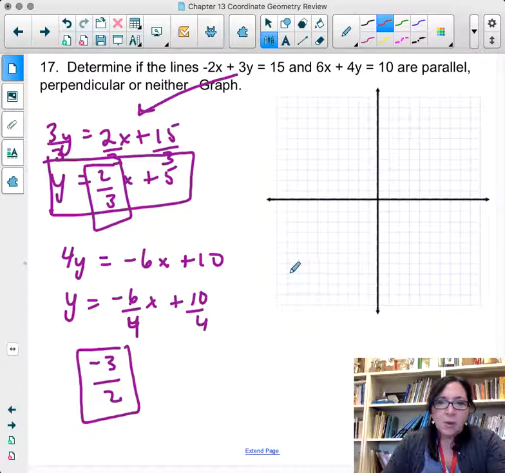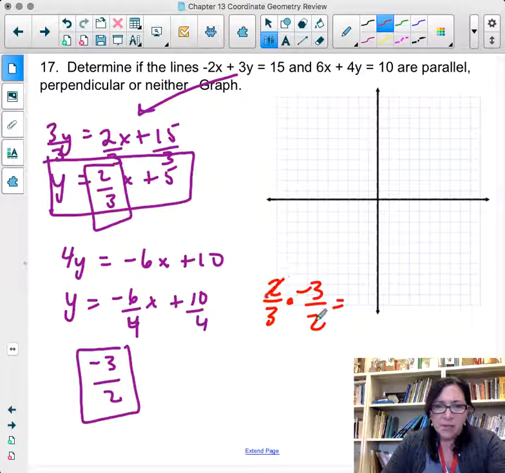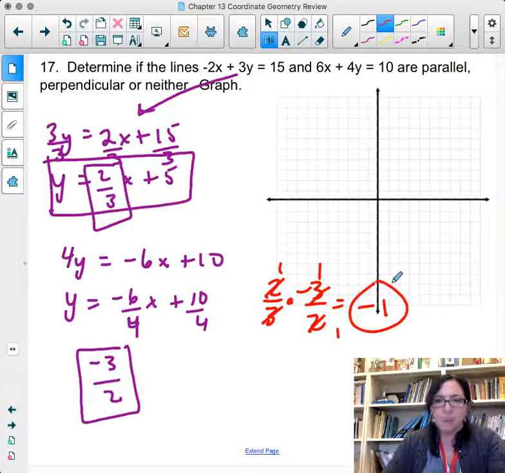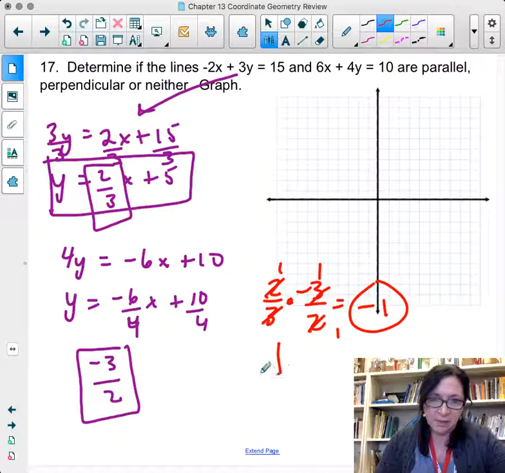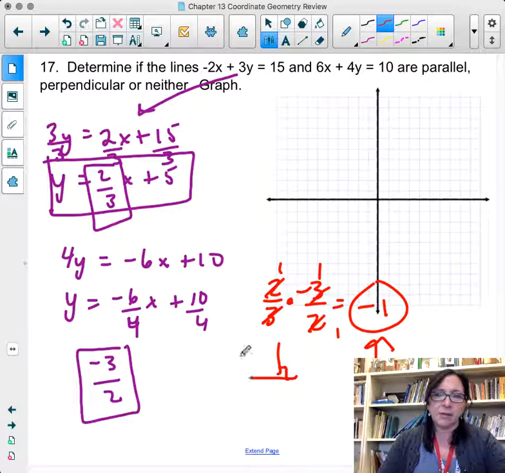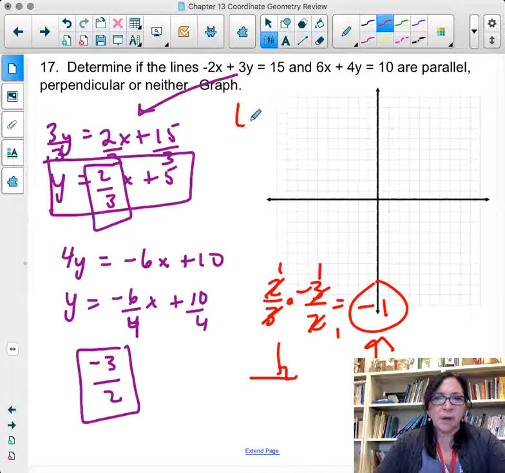Let's check. What do you get when you multiply 2/3 times -3/2? The 2's cancel and make 1. The 3's cancel and make 1. 1 times -1. Guess what? They're perpendicular. So if their product is -1, then the lines are perpendicular. So you would say the lines are perpendicular.